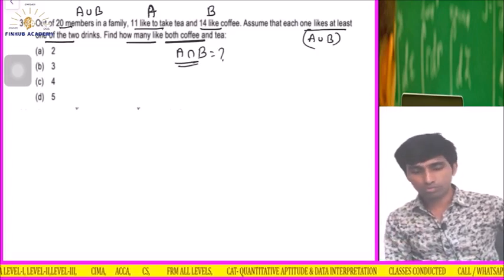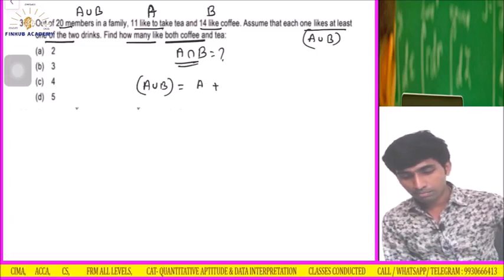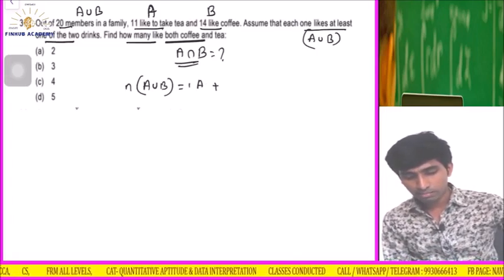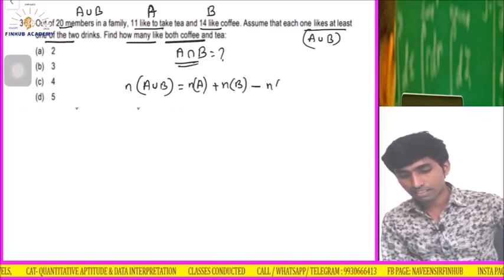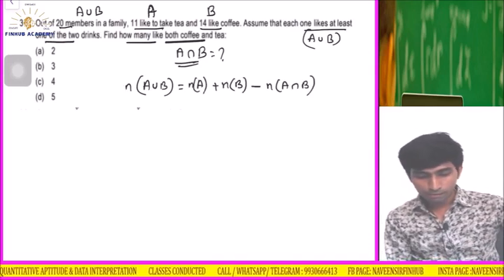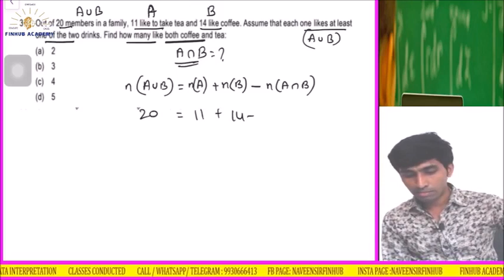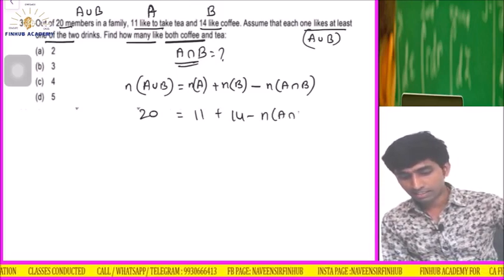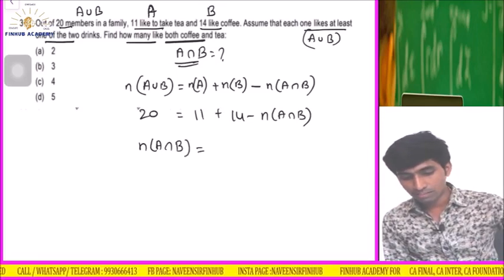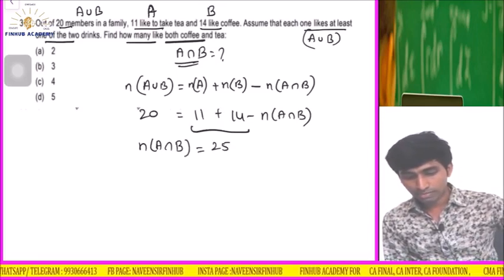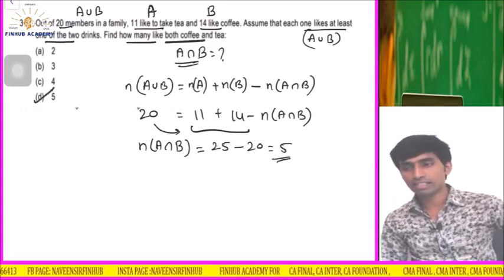So we know directly it's formula based. n of A union B is equal to n of A plus n of B, from that I will minus n of A intersection B. So this is how much? 20. A is how much? 11. B is how much? 14 minus, let us take this, n of A intersection B. So n of A intersection B is equal to 11 plus 14. This, if you calculate, is 25. 20 will go that side, so minus 20. Answer is 5. So option is what? D. Okay, easy.